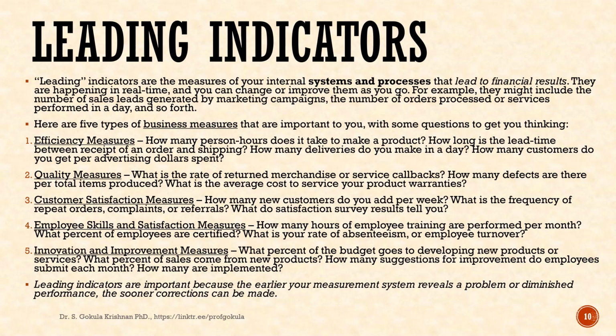The next, we'll see what are the leading indicators you need to know when it comes to the business measures. First one, efficiency measure. The second one, it is a quality measure. Next thing, it is a customer satisfaction measure. And employee skills and satisfaction measures, innovation and improvement measures. What do you mean by efficiency measure? How many person hours does it take to make a product? Man hours. We used to say man hours. Okay. And how long is the lead time between receipt of an order and shipping?